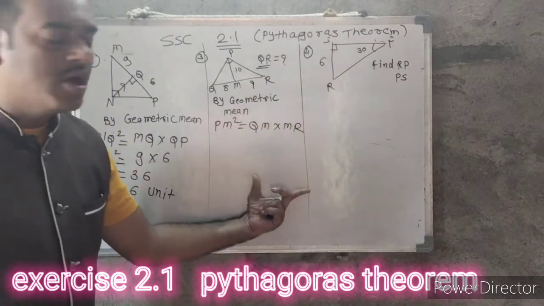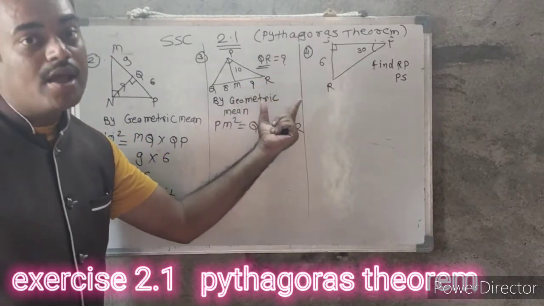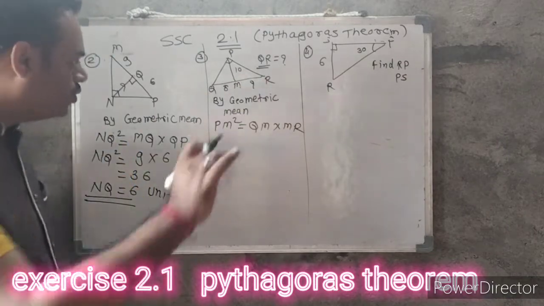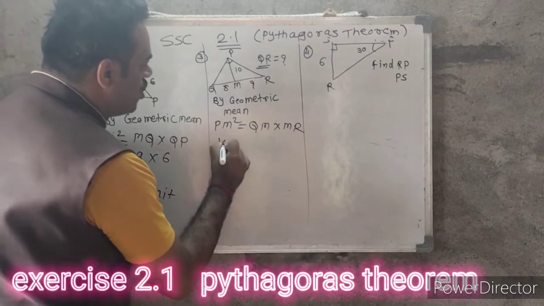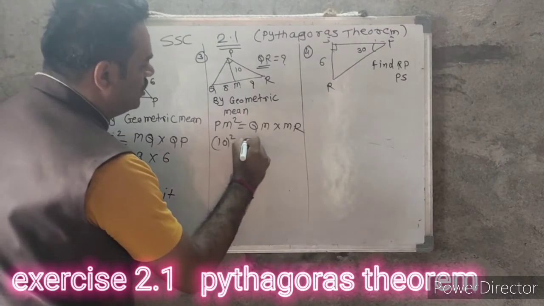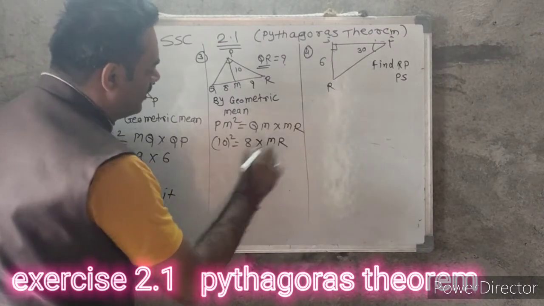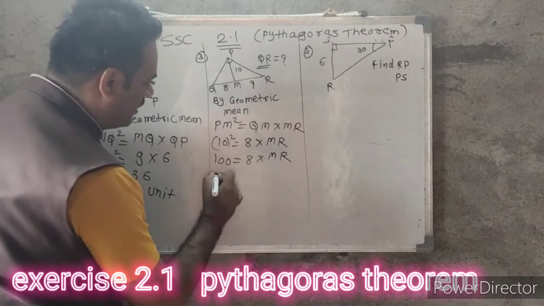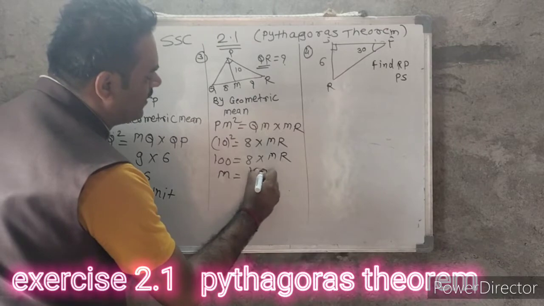So just put the value. After taking MR, you have to add QM plus MR. Then you will get the QR. How? Look at that. PM square means what? 10 square is equal to 8 into MR. So 100 is equal to 8 into MR. So MR is equal to 100 upon 8.